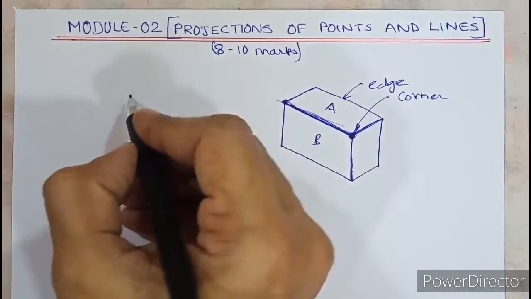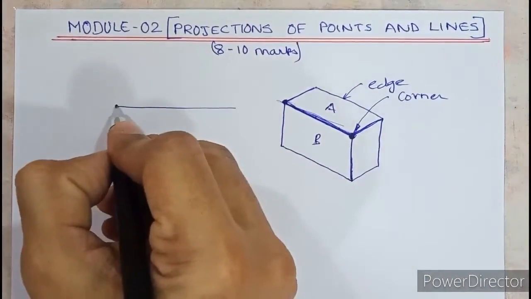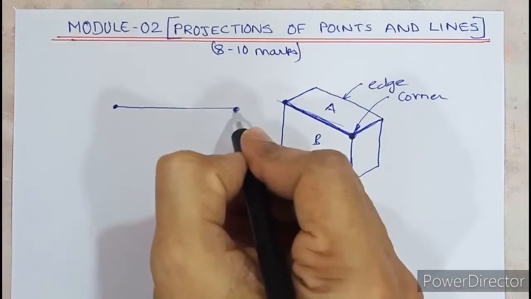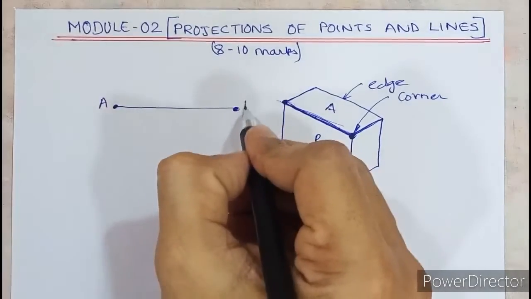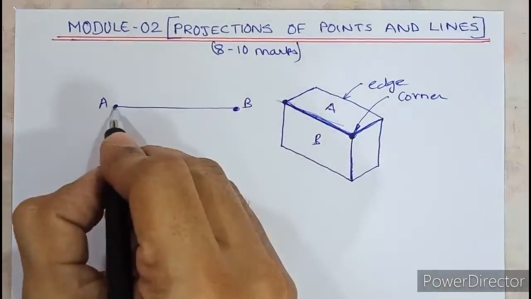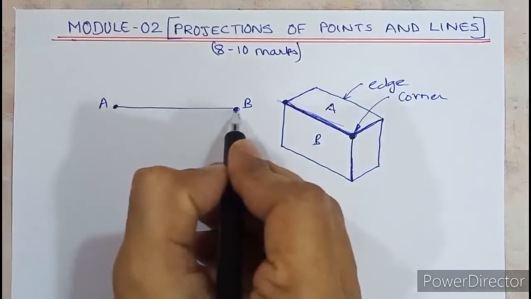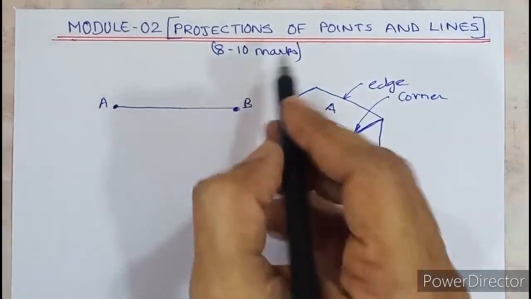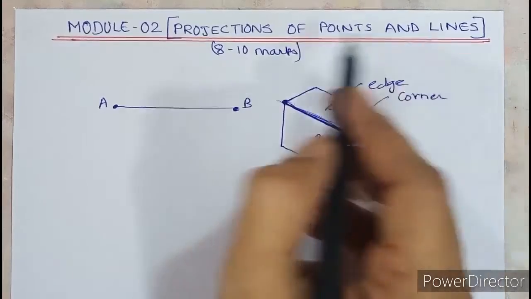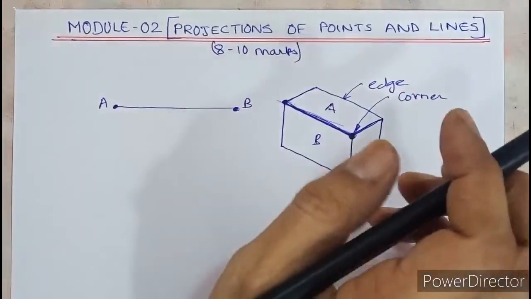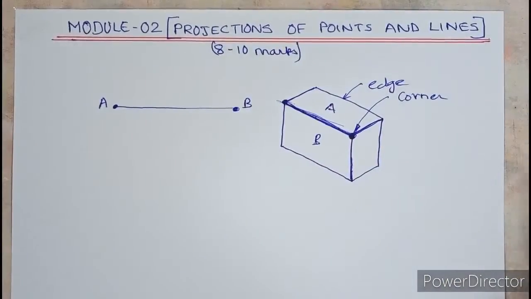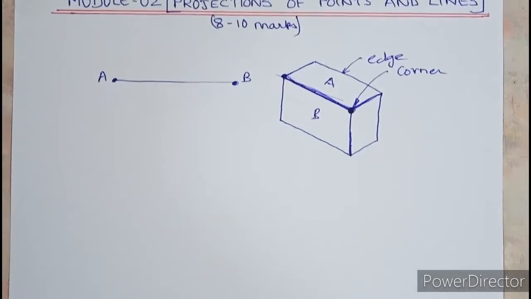So it is very clear that a line is made up of two endpoints. Suppose there are two points A and B, and if I want to draw a line, you can draw a line passing between them. So a line is made up of two endpoints. So before we study projection of lines, we need to study projection of points. So let us move on step by step systematically and learn about points.